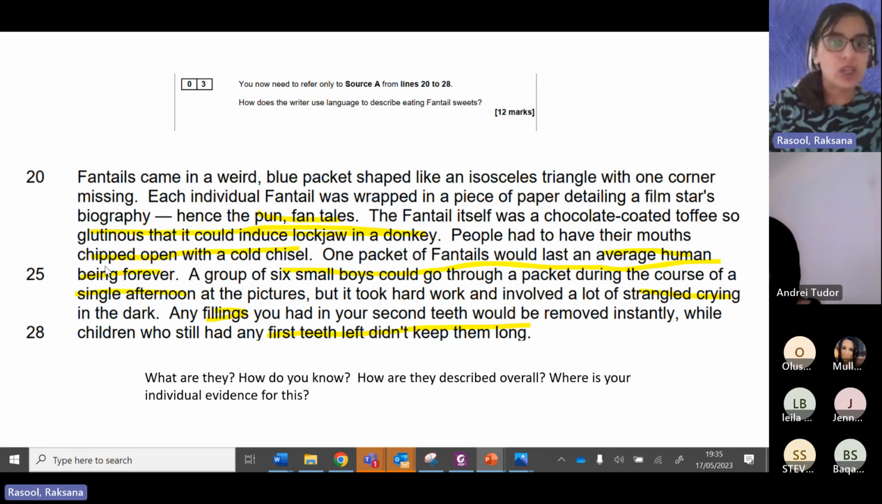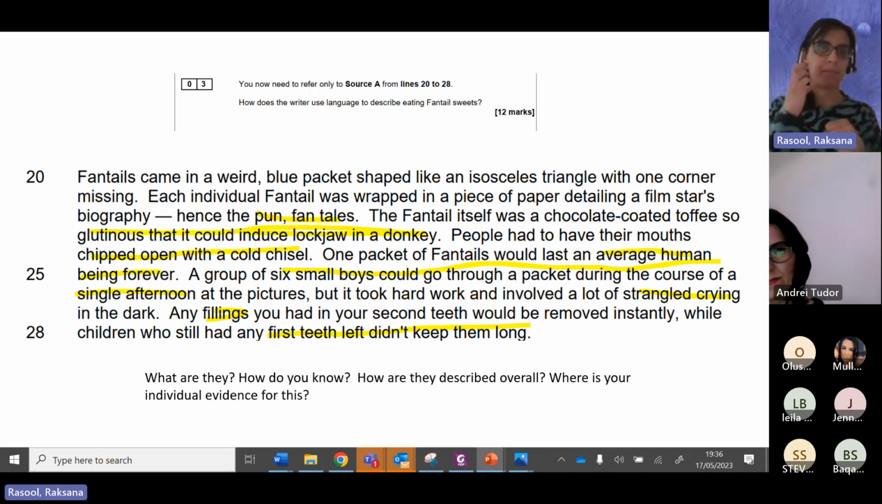Okay, the alliteration here, "chipped open with a cold chisel," as in, you need a chisel and you need a hammer, those teeth to unlock them. The alliteration there. You could also have the hyperbole, exaggeration. "They would last an average human forever." Well, no, they wouldn't. That's exaggeration.